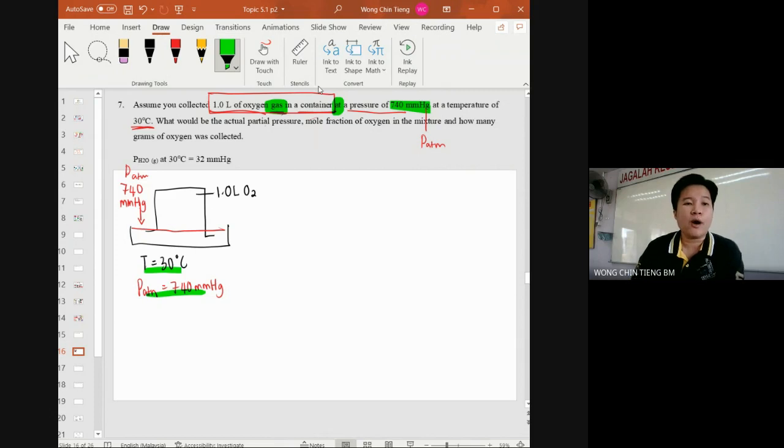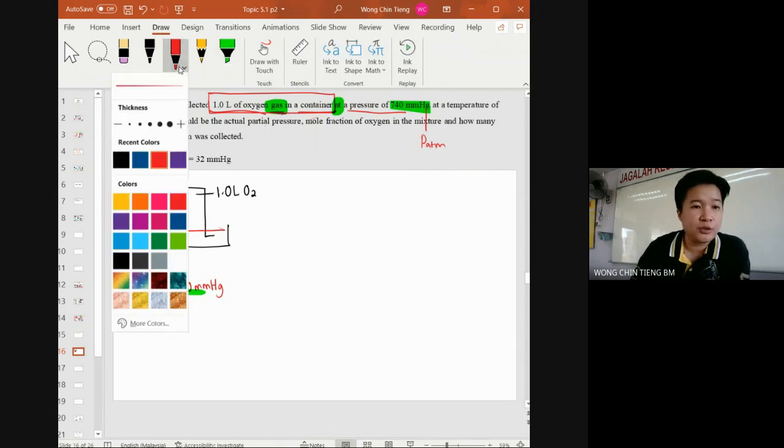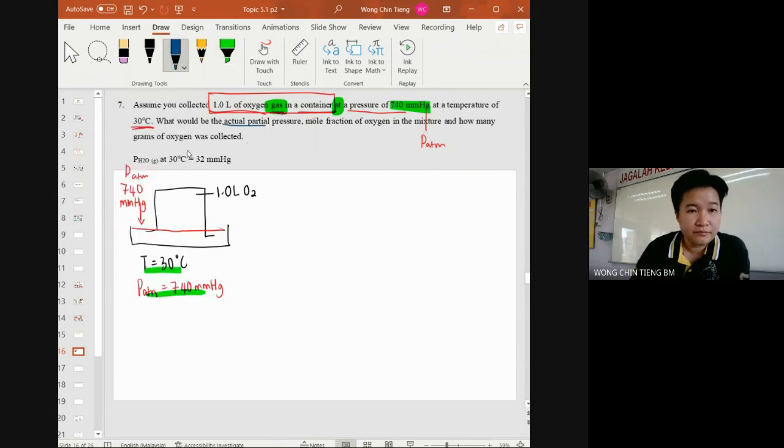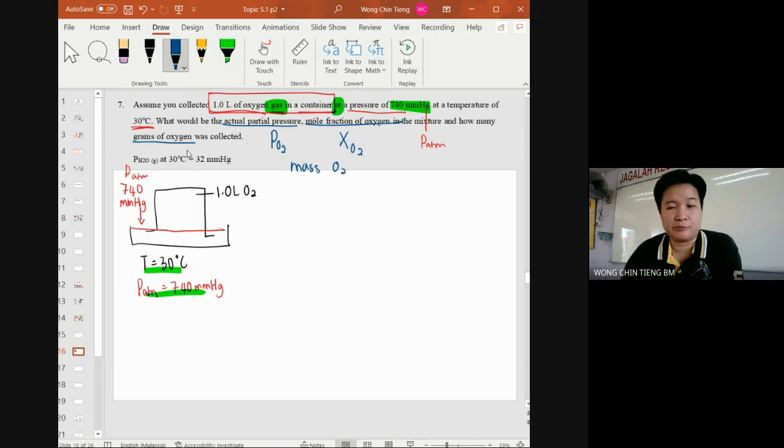Okay, what would be the actual partial pressure of your oxygen gas, the mole fraction of the oxygen gas in the mixture, and how many gram of oxygen was collected. Banyak benda dia tanya. Alright, tapi semua guna orang yang sama, oxygen gas. So I have 1 liter of oxygen gas over here. So first thing, kat sini kita boleh dapat terus the formula, the P atmospheric equals to the P oxygen gas plus water.